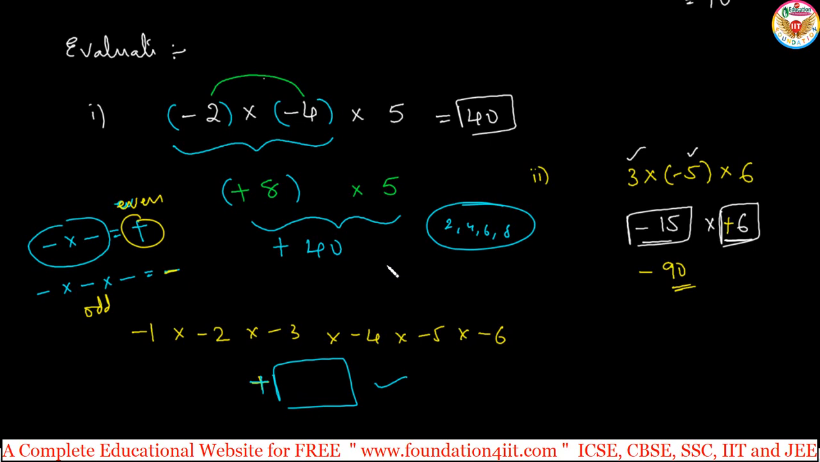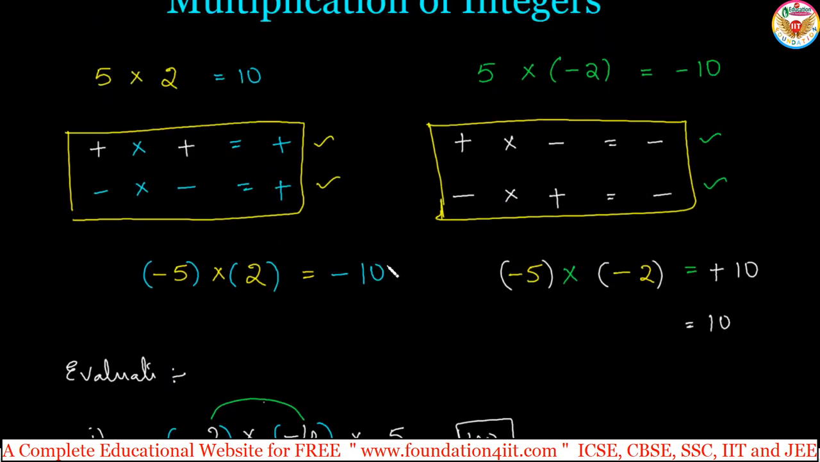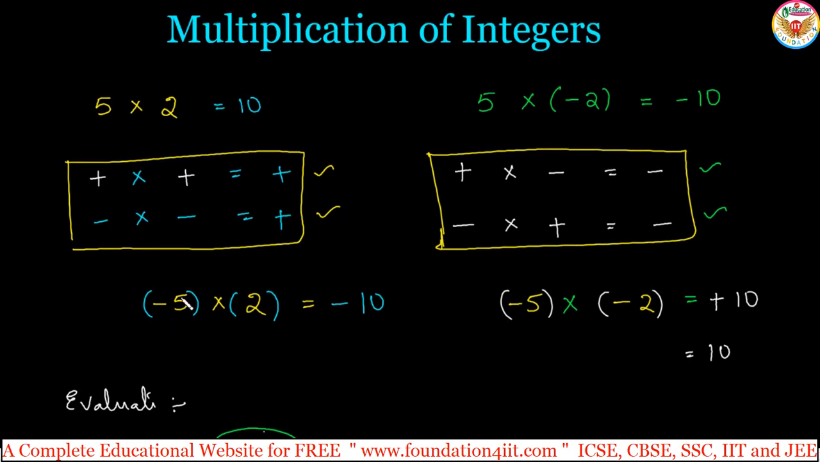We will see a few more sums in the exercise problems also. These are the basic rules you need to remember whenever multiplying integers. I'll repeat again: the product of any two integers of the same sign is always positive, and the product of any two integers of different signs, one positive and one negative, is always negative. Now let us see the properties of multiplication of integers.